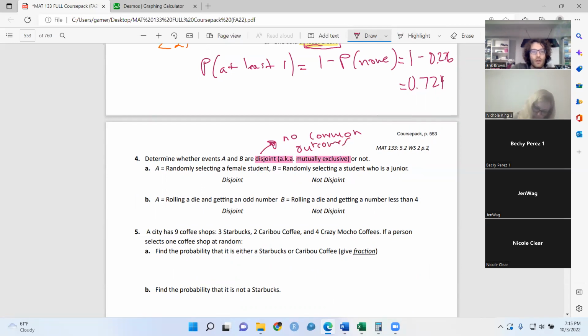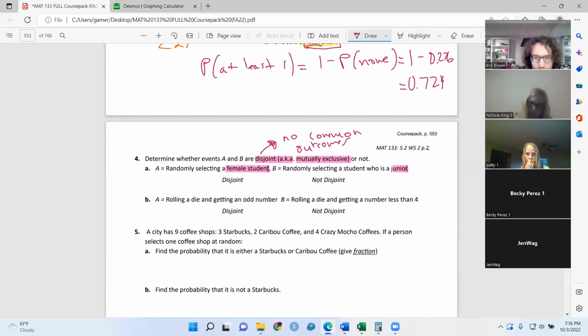Okay, so this doesn't tell us what the experiment is, by the way. I think we're at a school and we're randomly selecting students from the list of all students at the school. So option 1 is that student is female. Option 2 is that student is a junior. Can that happen at the same time? Yes. Right? There are female juniors. So that means it's not disjoint.